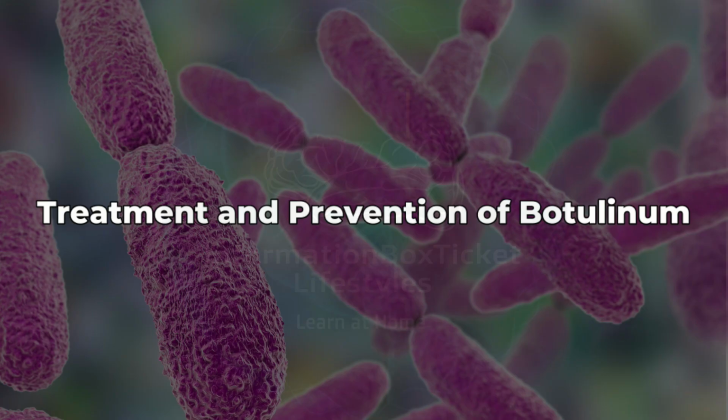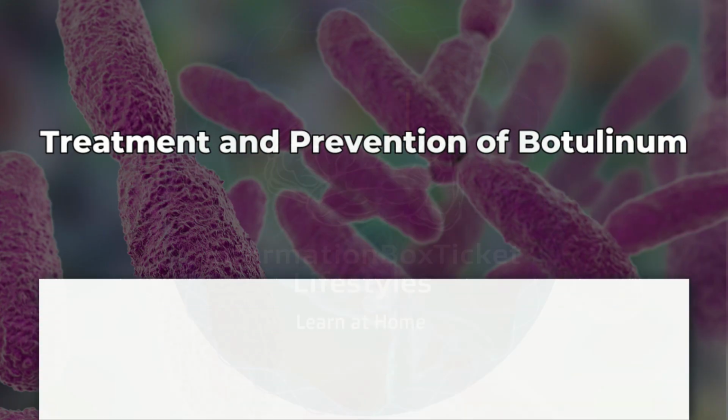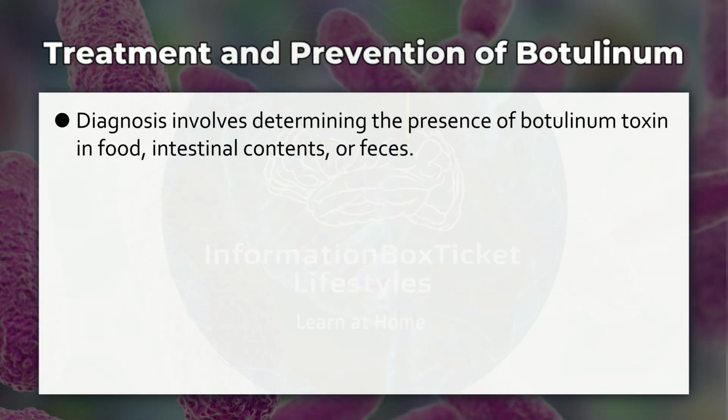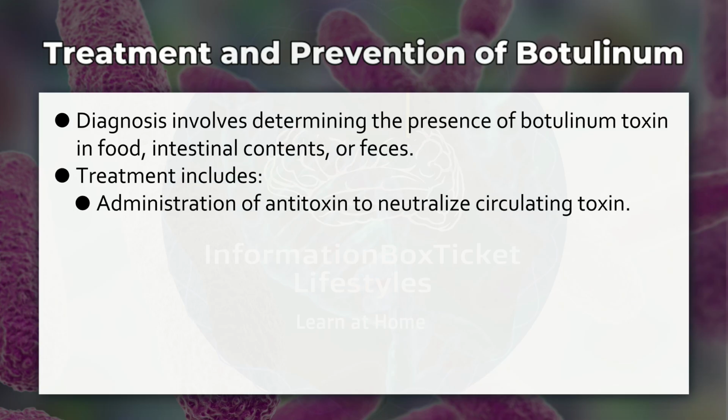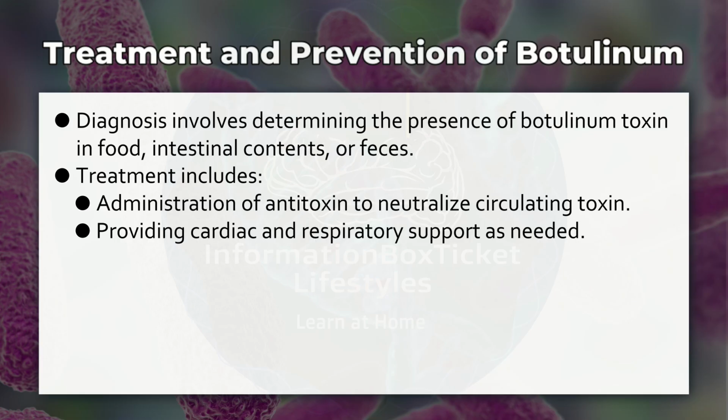Treatment and prevention of botulinum. Diagnosis involves determining the presence of botulinum toxin in food, intestinal contents, or feces. Treatment includes administration of antitoxin to neutralize circulating toxin, providing cardiac and respiratory support as needed.